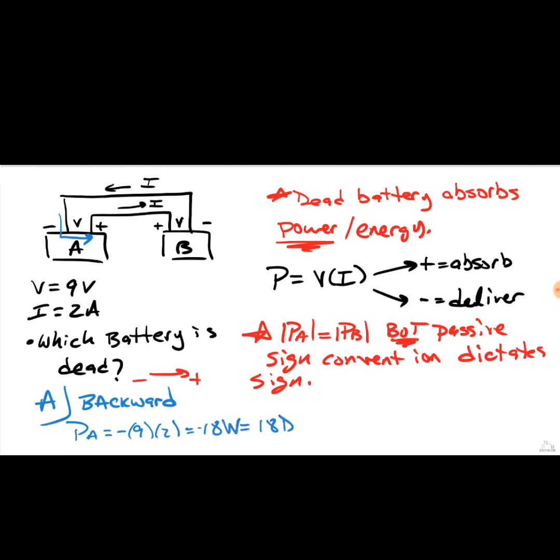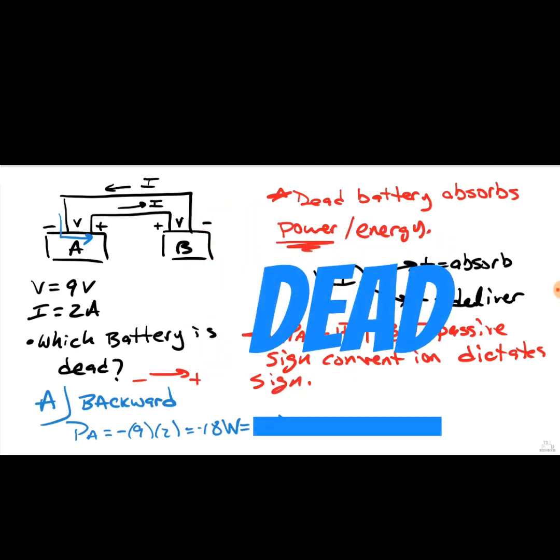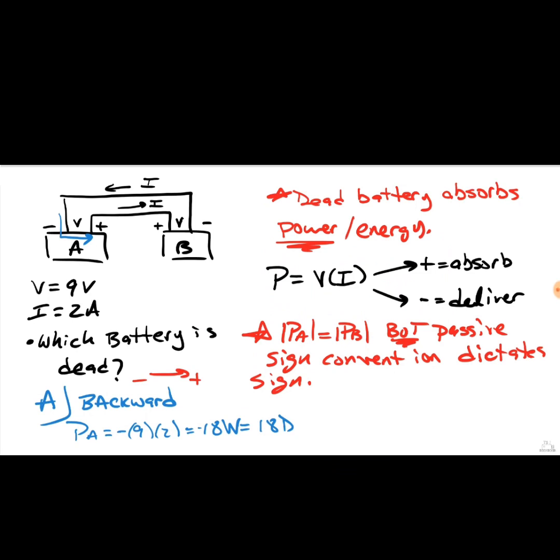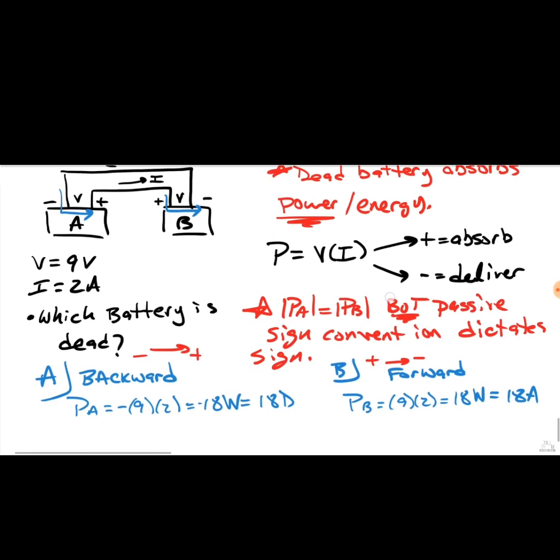18 watts delivered. Well, if A is delivering, then B has to be absorbing, which means B is the dead one automatically. We understand that B is the dead battery, but let's just test B, just do the math on B to be 100% sure. For battery B, the current keeps going and passes through. The current passes from plus to minus on B, which is definitely forward, which means whatever we calculate is going to be the answer without any negatives. So it'll just be 9 times 2, positive 18 watts, 18 absorbed, which means that B is the dead battery.